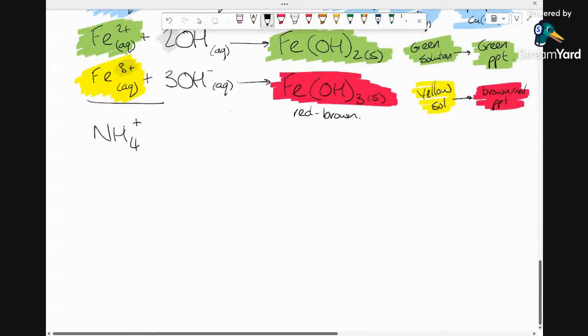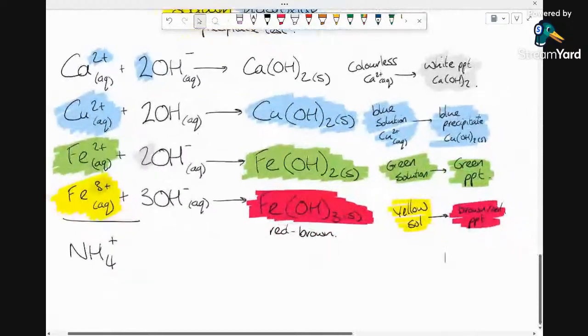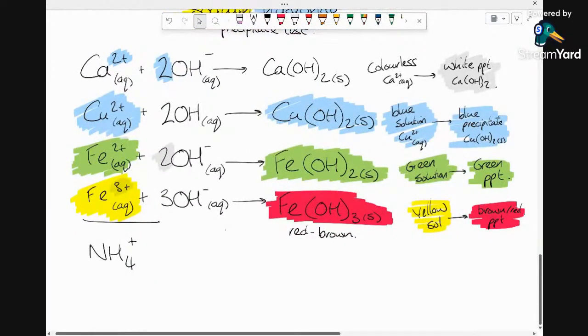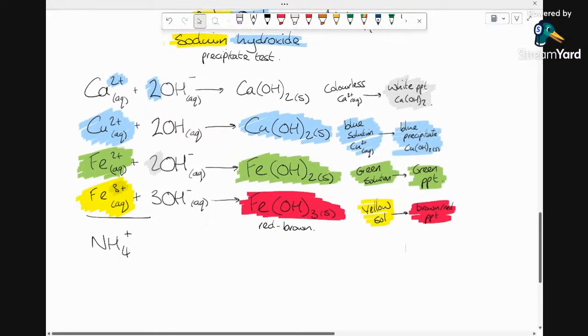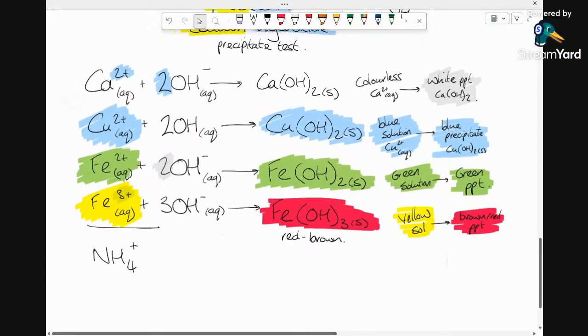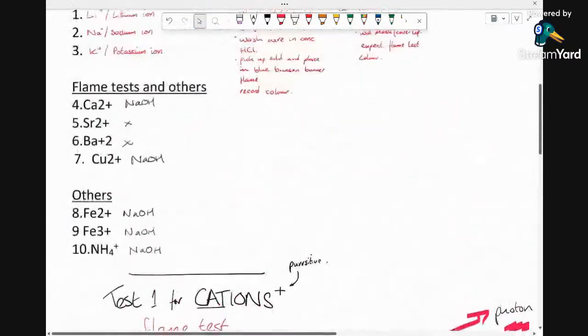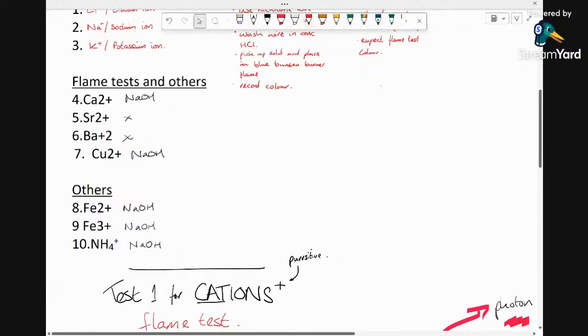Okay, by the way, just to let you know, you actually have a whole load more of these at GCSE than there are at A-level. You have chromium 3+, aluminium, and zinc as well to add to this. But don't worry, this is just me covering the A-level stuff. Okay, so we've done all the precipitate tests. We can tick off this guy, and this guy.